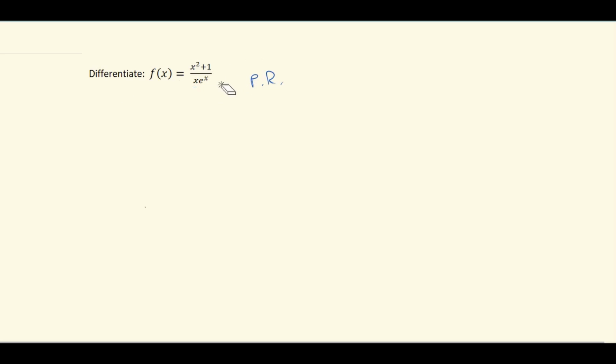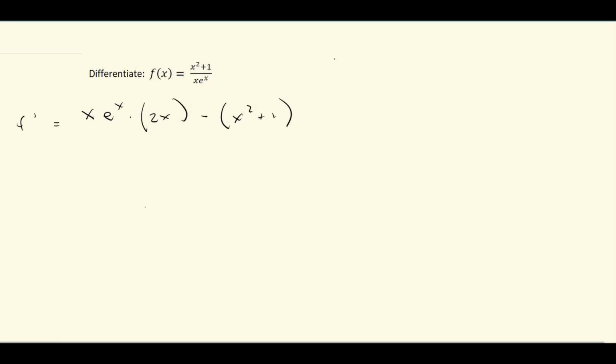So let's go ahead and differentiate this. So f prime is going to equal low, x times e to the x, times the derivative of the top, which is 2x, low d high, minus high d low. So here's when we're going to use the product rule.